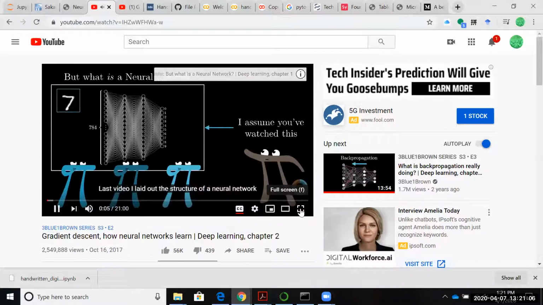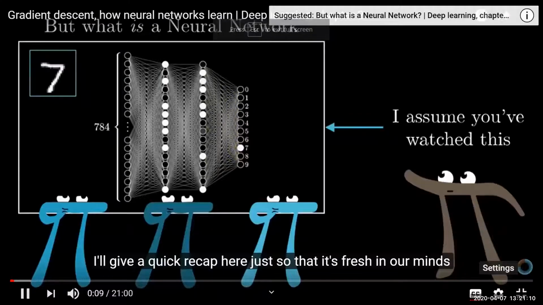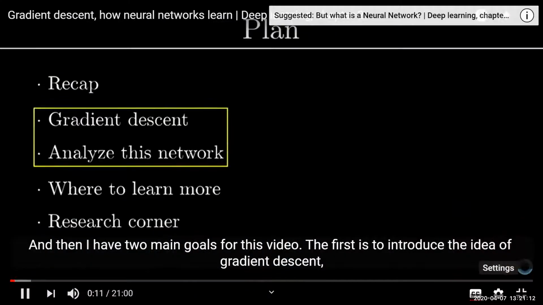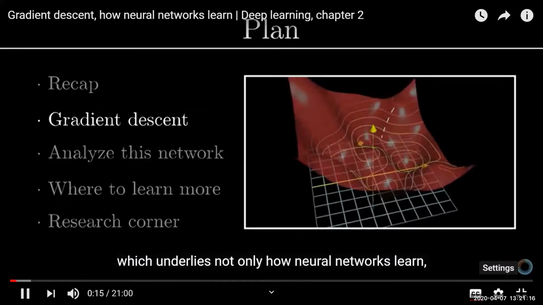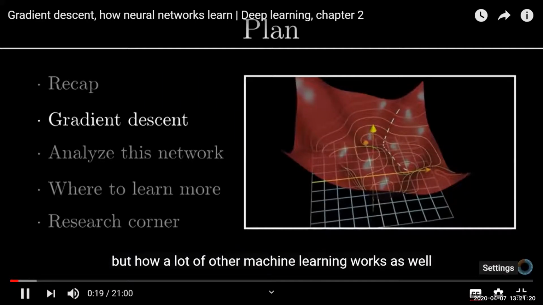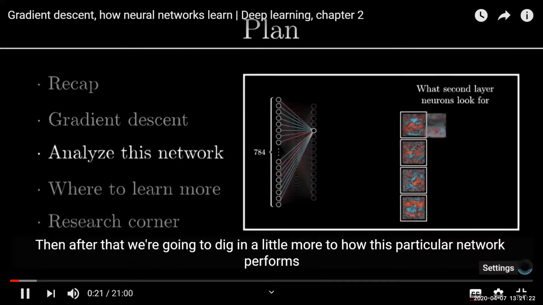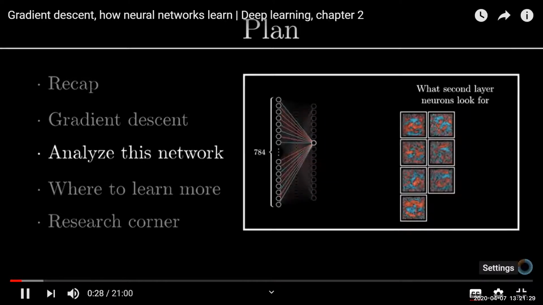Last video, I laid out the structure of a neural network. I'll give a quick recap here, just so that it's fresh in our minds, and then I have 2 main goals for this video. The first is to introduce the idea of gradient descent, which underlies not only how neural networks learn, but how a lot of other machine learning works as well. Then after that, we're going to dig in a little more to how this particular network performs, and what those hidden layers of neurons end up actually looking for.